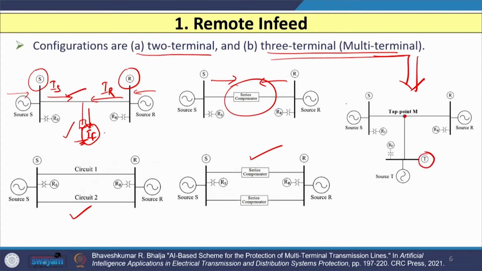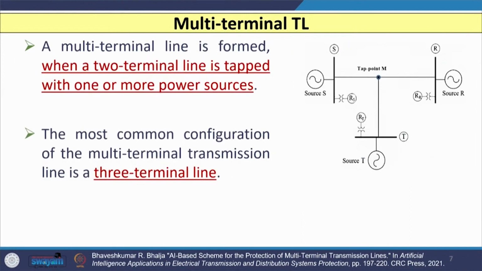So, we have a source at terminal S, we have another source at terminal R, and we have another source at terminal T. So, whenever a fault occurs anywhere, the 3 sources are going to feed the fault current. So, these two configurations we have to study when we are dealing with remote in-feed condition.